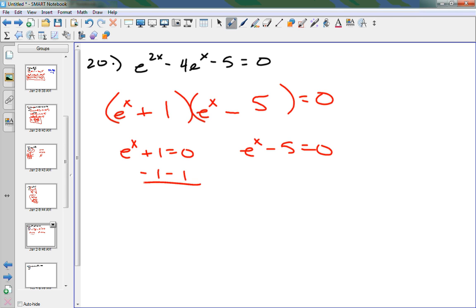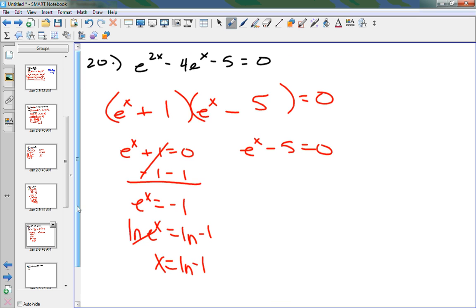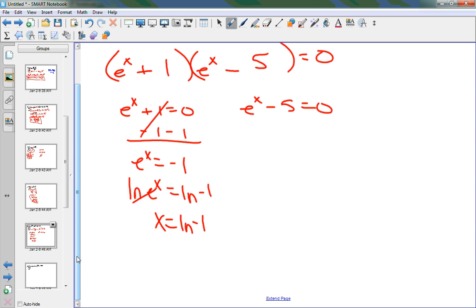Solve, subtract 1. E to the x is equal to negative 1. Now what do I do? Take the natural log of both sides. So x is equal to the natural log of negative 1. Are you wanting to think a little bit here? Oh, come on. We just talked about it. It's negative, so therefore, you toss this out. Do we understand that? It's not possible. It's not in our domain.